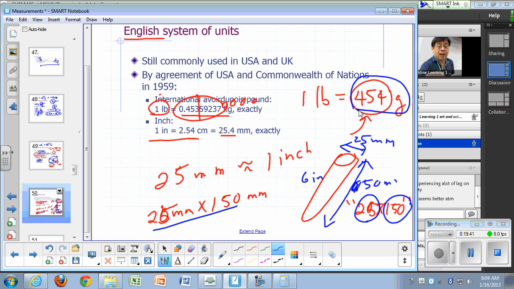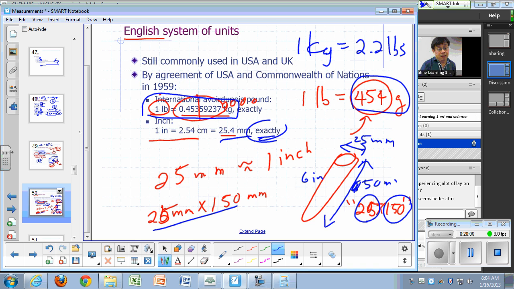So you can say, in fact, the more familiar equivalent you've probably seen elsewhere is 1 kilogram is about 2.2 pounds, right? But the exact definition of the pound is 0.45359237 kilograms. And an inch is 2.54 centimeters, or 25.4 millimeters exactly.